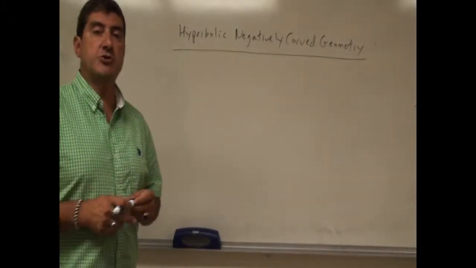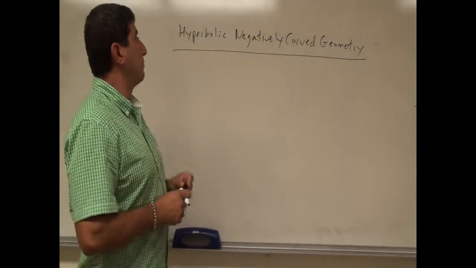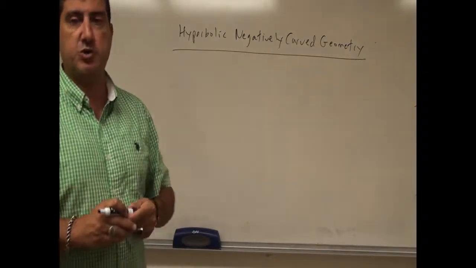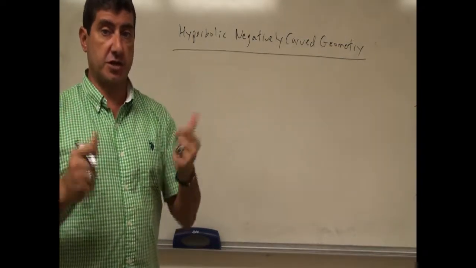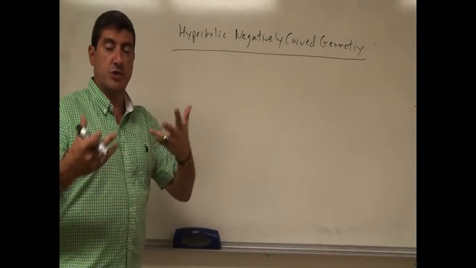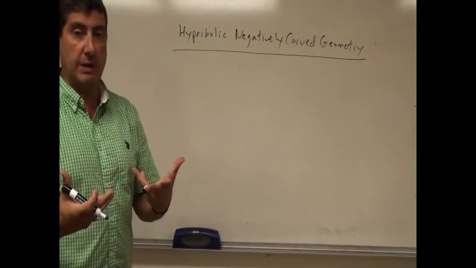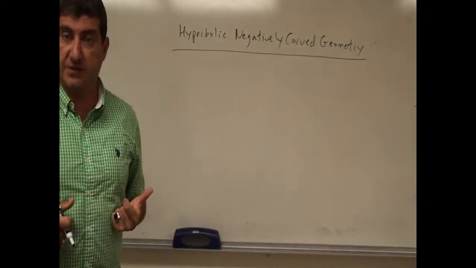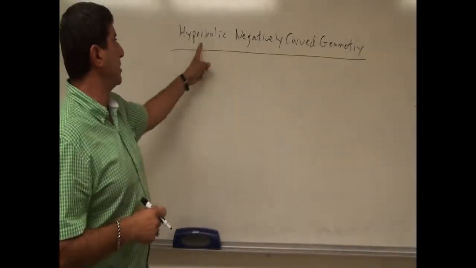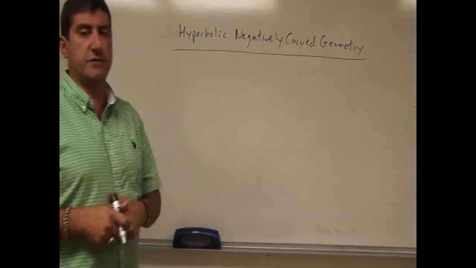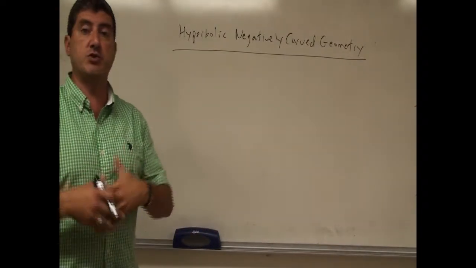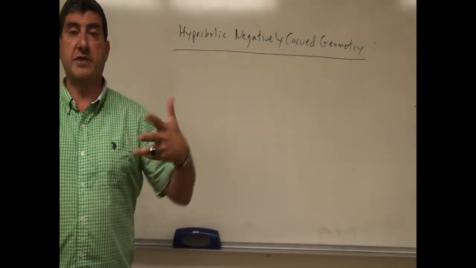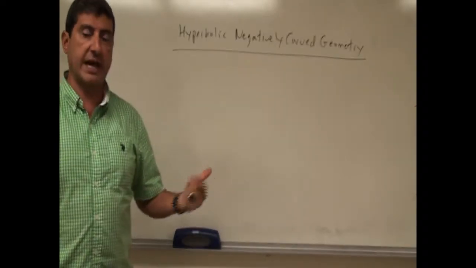Okay, welcome back. Now the demo that I'm going to do, I'm calling hyperbolic negatively curved geometry. I've done a demo before where I used the surface of the earth, a globe, and it was called positively curved geometry, also called spherical geometry. This one is called hyperbolic negatively curved geometry. So I want to show you the features of this kind of geometry, and this is one of the possible shapes that the universe can have, right?